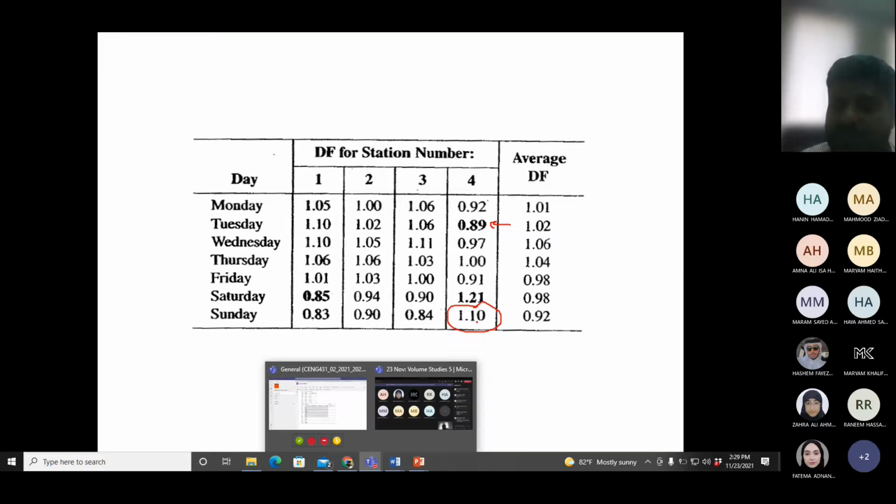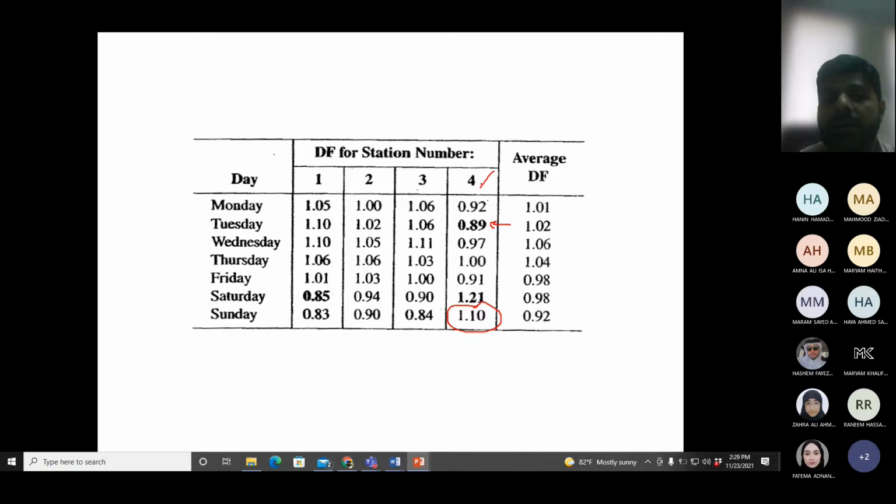Station 4 has more values which are not fulfilling the criteria as compared to station 1. So I will take out station 4. Station 4 should be taken out. Okay, so now I will recalculate the average using the remaining 3 stations. And then I will apply the criteria again.